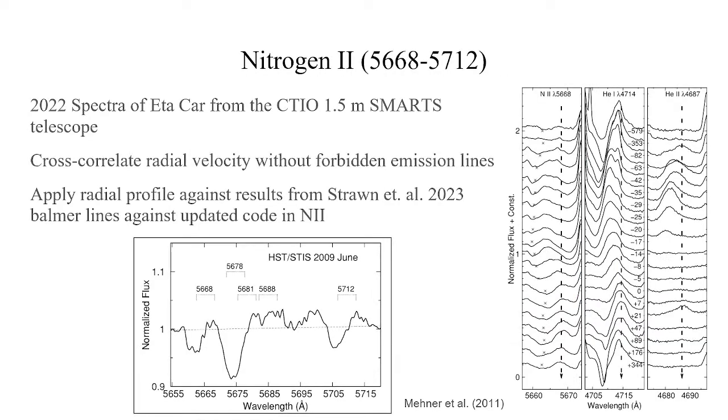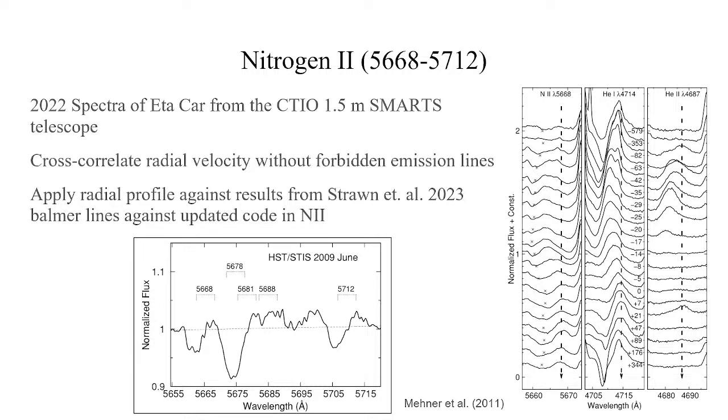Looking a little closer at where we can see nitrogen coming in, I specifically used data from 2025 from the CTIO 1.5 meter telescope up in Chile. You're given this big set of raw files, and once I was able to interpolate that, I cross-correlated it and eventually was able to fit radial profiles against the previous Balmer lines that Emily Strawn had done with her research. This plot over here is how nitrogen looks, and zoomed in, it looks like there's a lot of emission and absorption. But when you compare it over here, it's really just a baby compared to what helium is, and even more so hydrogen.